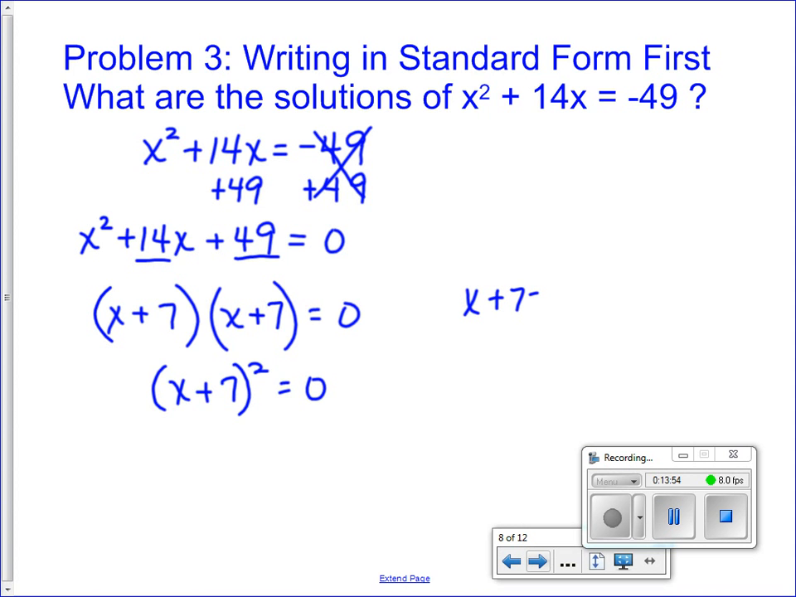x plus 7 equals 0. Subtract 7 from each side, and we get x is equal to negative 7. And that is our only solution. So what this tells me is the vertex is on the x-axis at negative 7.